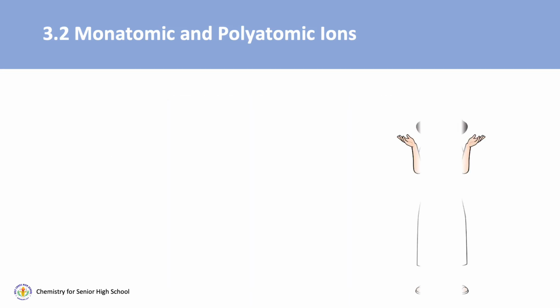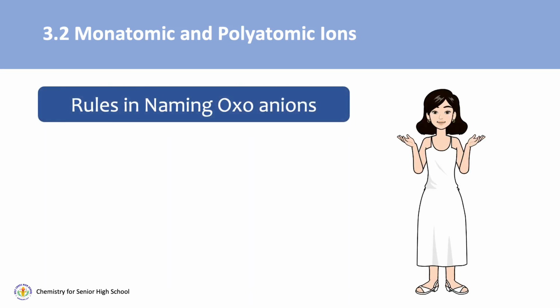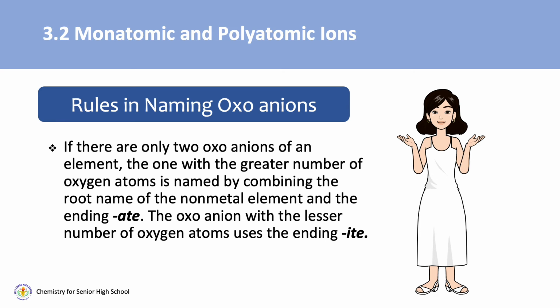Rules in naming oxoanions. Remember, if there are only two oxoanions of an element, the one with a greater number of oxygen atoms is named by combining the root name of the nonmetal element and the ending "ate." The oxoanion with a lesser number of oxygen atoms uses the ending "ite."